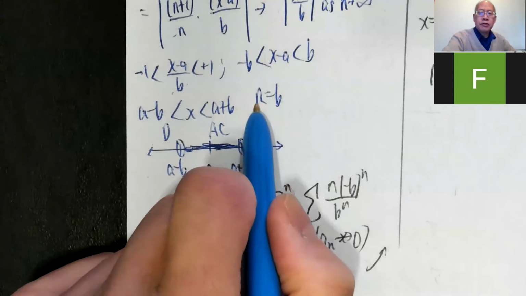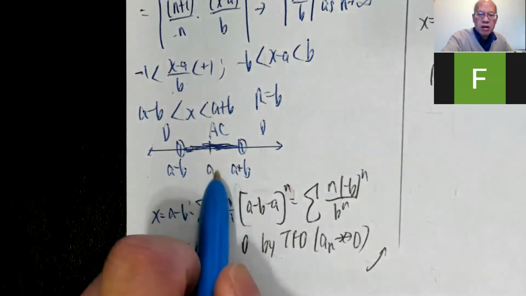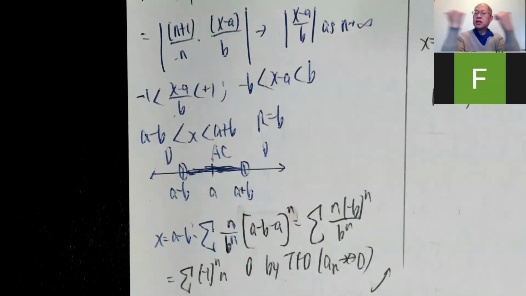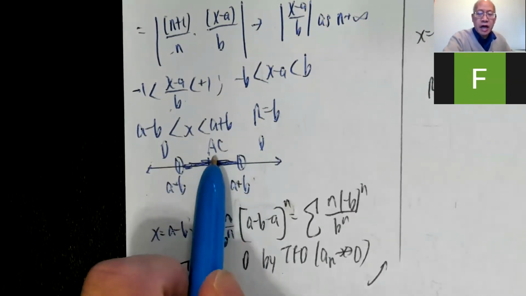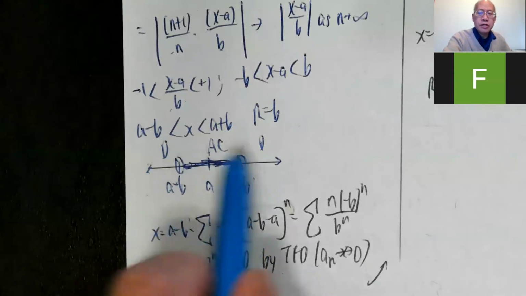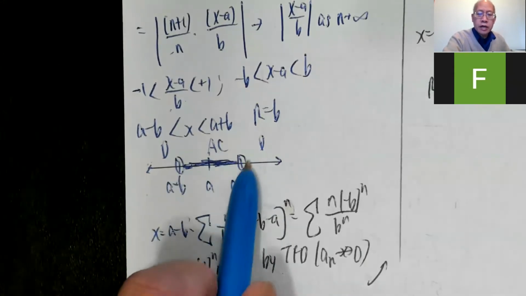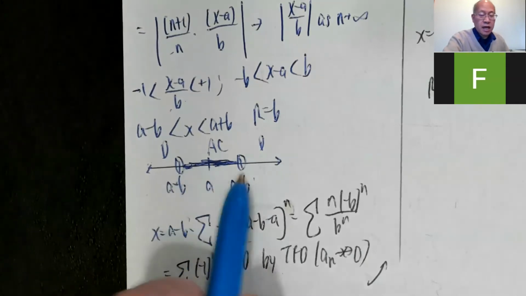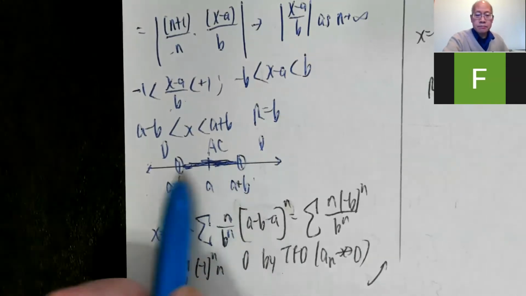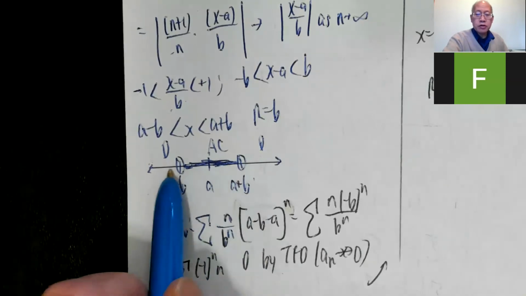So the radius of convergence is b. So here we are, centered at a. I go b units to the left and to the right. A minus b, a plus b. Absolute convergence here, divergence here and here, and we don't know here and here. Evidently, I left them open, so that seems to imply this is the case where we have divergence at both endpoints.